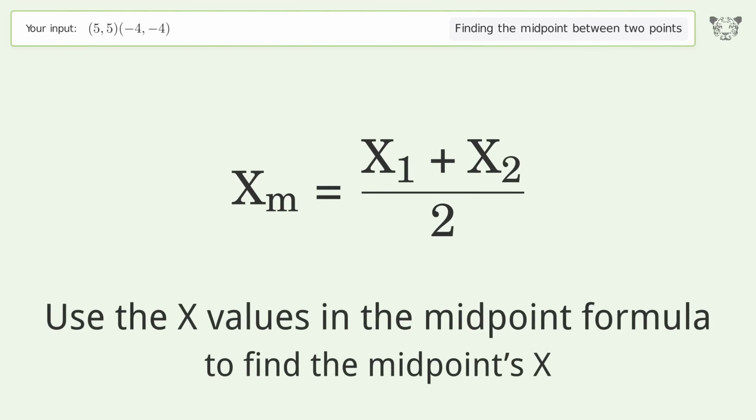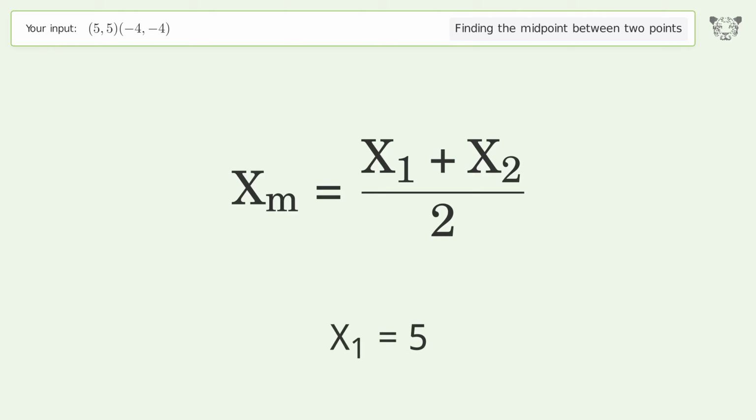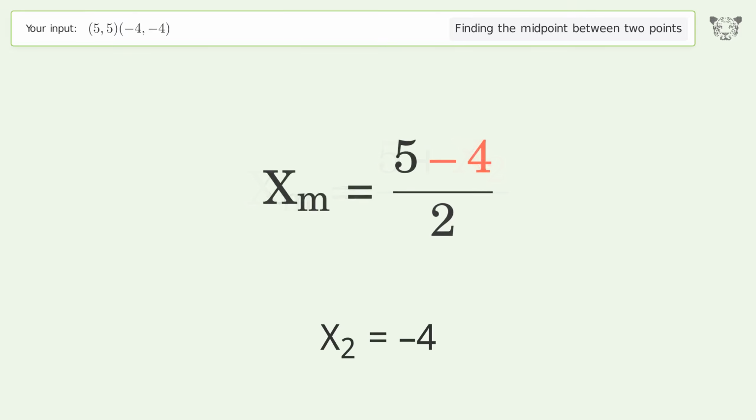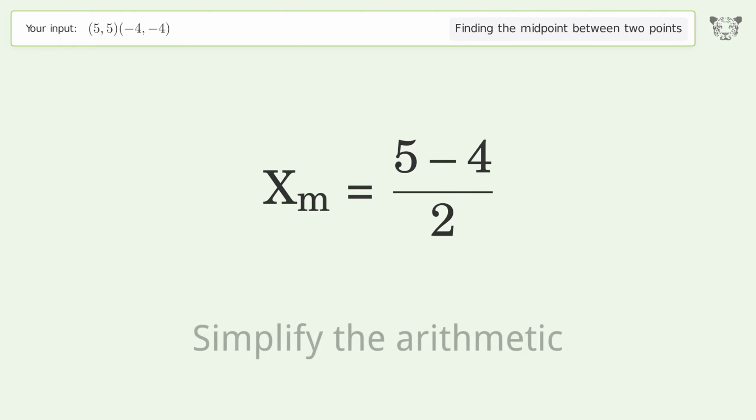Use the x values in the midpoint formula to find the midpoint's x. x1 equals 5. x2 equals -4. Simplify the arithmetic.